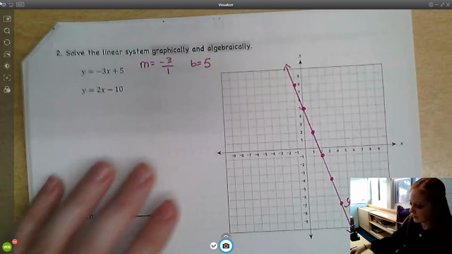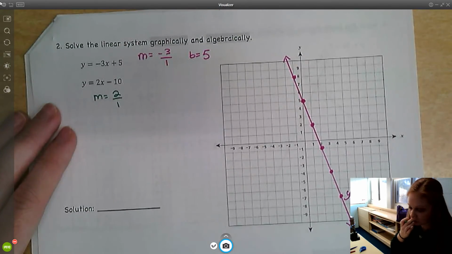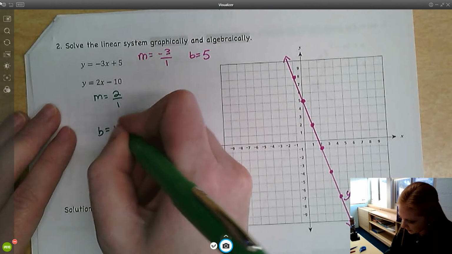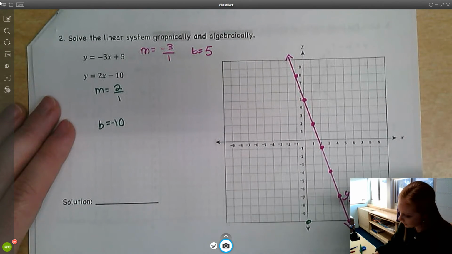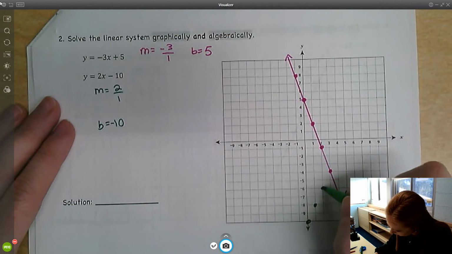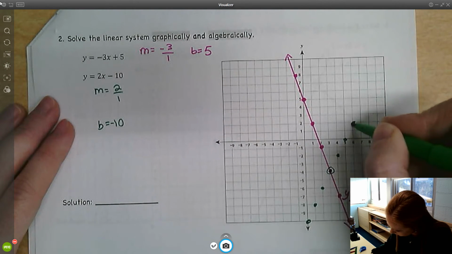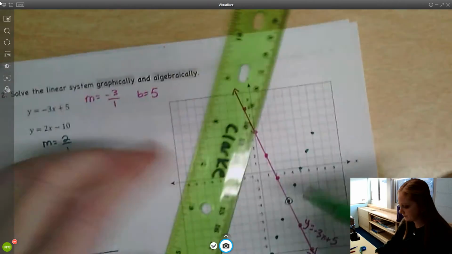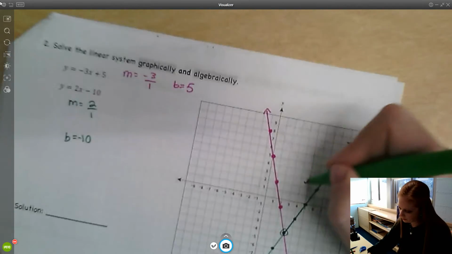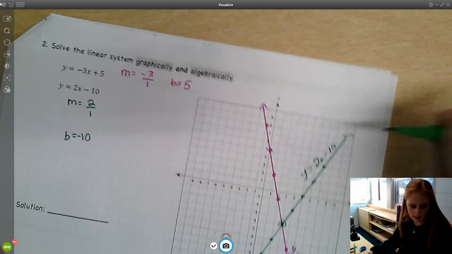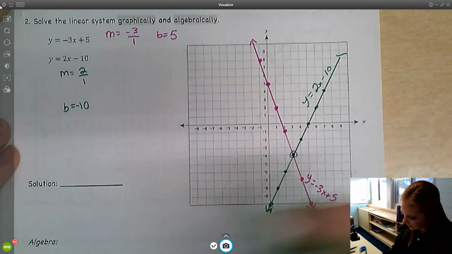And label. Okay, my next one, I'm going to move up 2, right 1. My slope is 2, so 2 over 1. And my y-intercept is negative 10. Oh boy, so that's all the way down here. Up 2, right 1, up 2, right 1, up 2, right 1. There's our intersection point. Up 2, right 1. And label y equals 2x minus 10. And our intersection point, it looks like it's 3, negative 4.